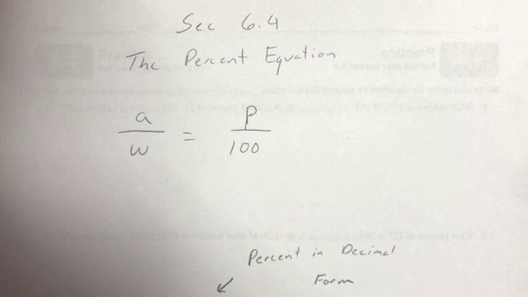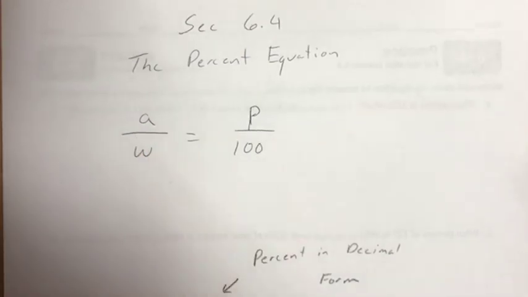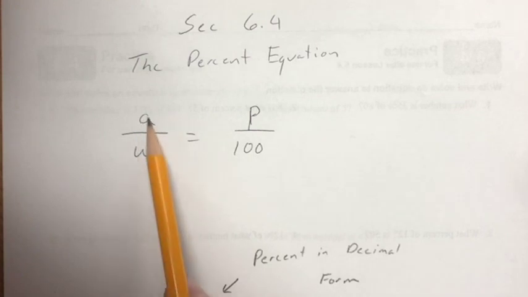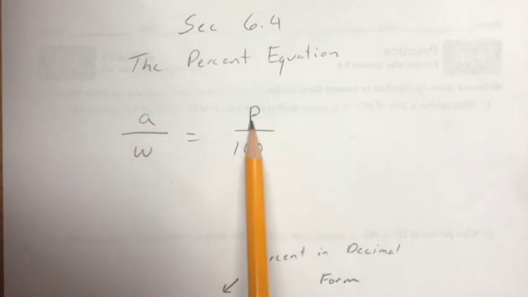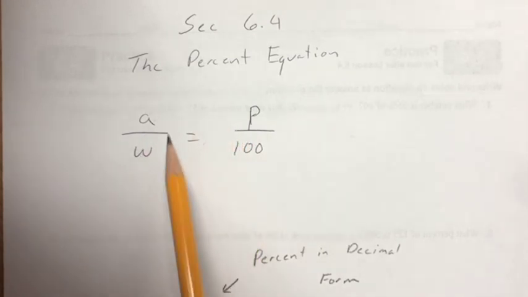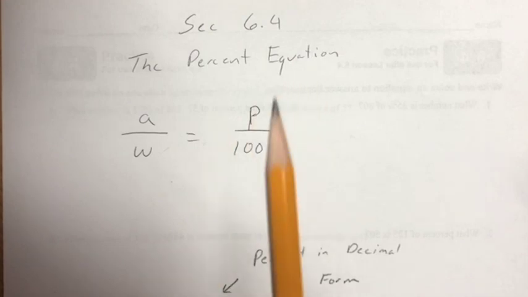Section 6.4, the percent equation. In the last video, we talked about the percent proportion, where we had A over W equals P over 100, where A represents the part, W represents the whole, and P is my percent. And this was actually fairly easy. Most people actually like this, in talking to most students.